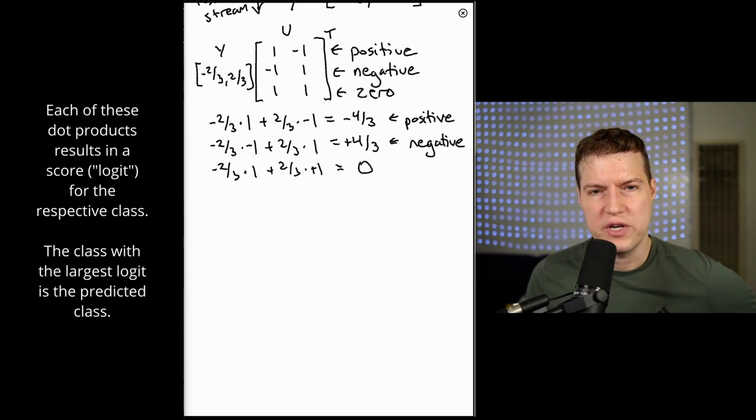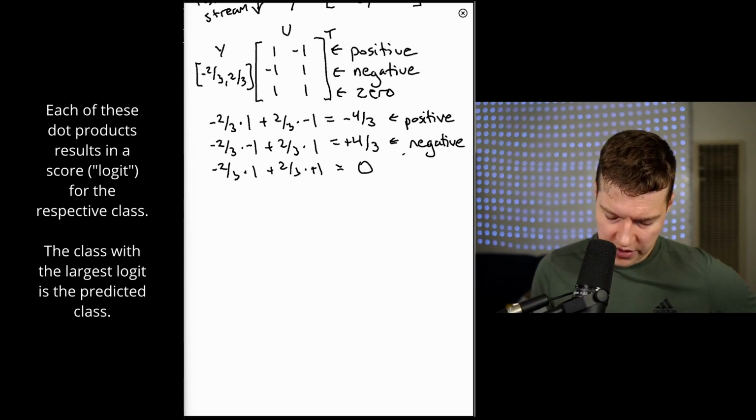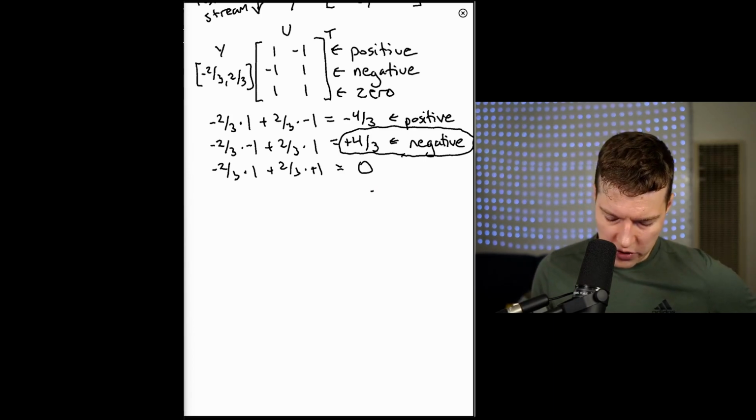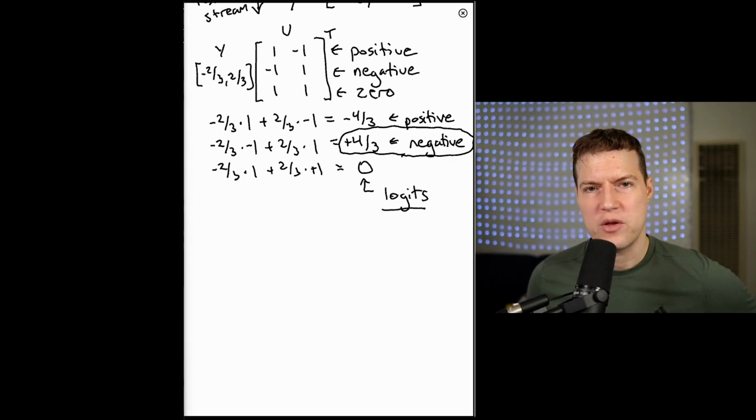So which of these three scores is the largest? Well, the negative class score is. And so that's our predicted class. And instead of scores, we normally call these logits. And we'll talk about why later.